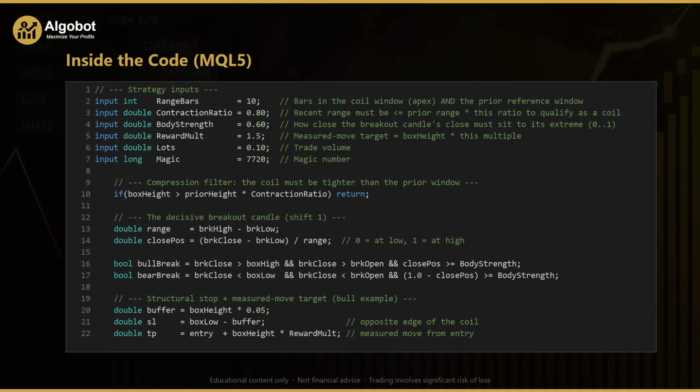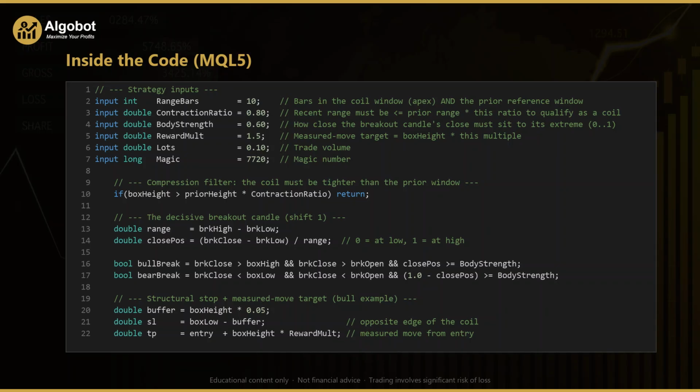Reward multiple scales the take profit relative to the box height, and lots and magic set the trade size and the identity tag. Now the signal logic. The first line is the compression filter. If the box height is greater than the prior range times the contraction ratio, the function simply returns and no trade happens. Below that, the strategy measures the breakout candle.